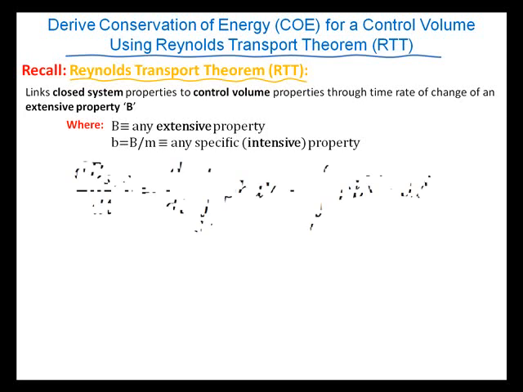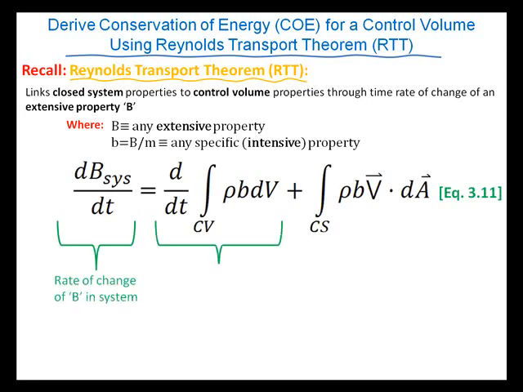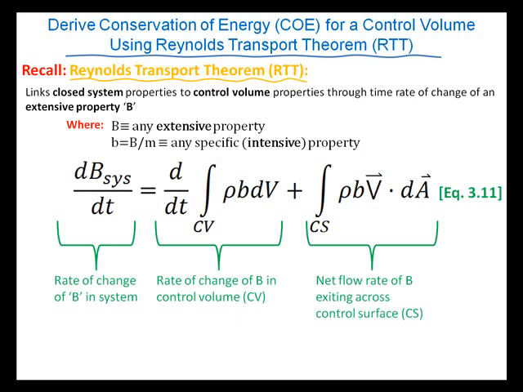So let's pull up Reynolds transport theorem. This is equation 3.11, and this is in your book, and you should have seen this if you watched the video for the development of conservation of linear momentum and the conservation of mass for control volumes. But let's just review it one more time in plain English. On the left-hand side of the equation, it states that the rate of change of some extensive property in my system is equal to the rate of change of that extensive property in my control volume plus the net flow rate of that extensive property across the control surface, and that includes what's going in and what's going out, and that's also referred to as flux.